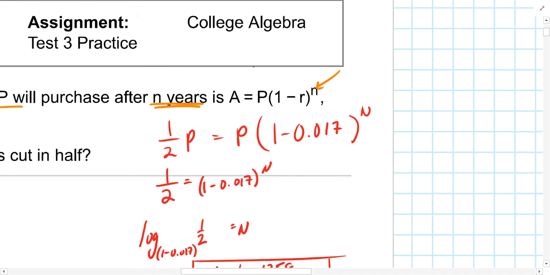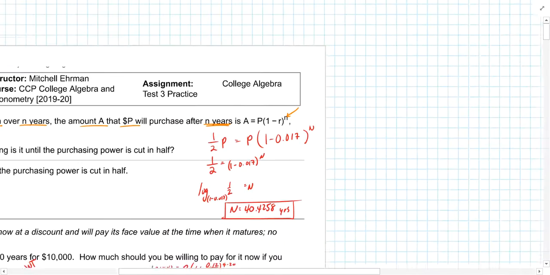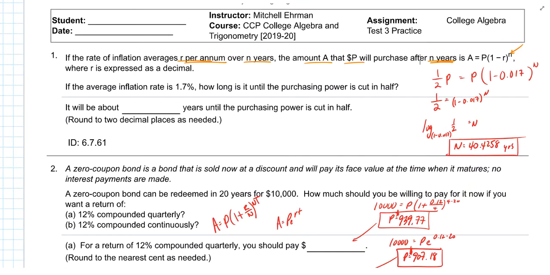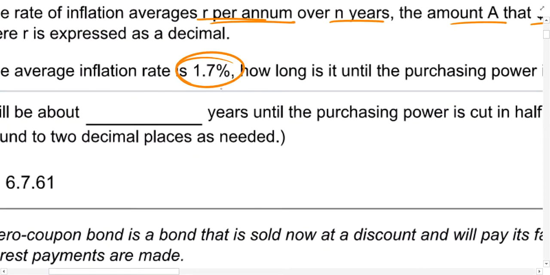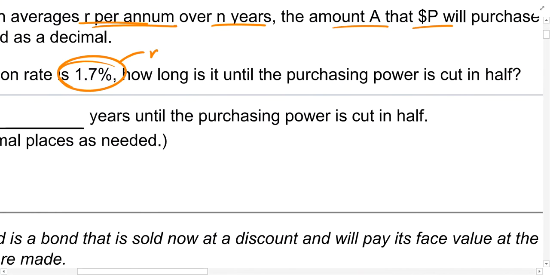The values for A, P, R can all be established in a particular scenario. We would call these parameters. And once we settle on 2 of the 3 parameters, then we can utilize the function based on n. So in this case, we really only have one parameter value given to us. We're told that the average inflation rate is 1.7%. So that's our R. That's our rate per annum, or per year.